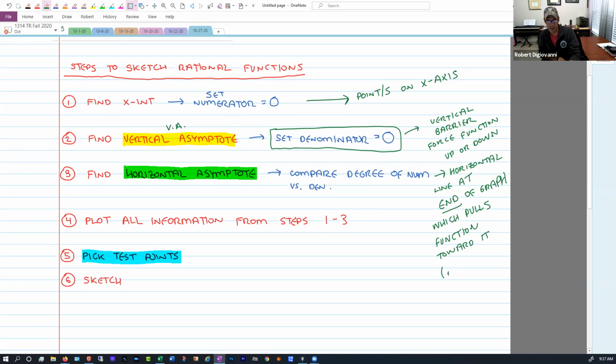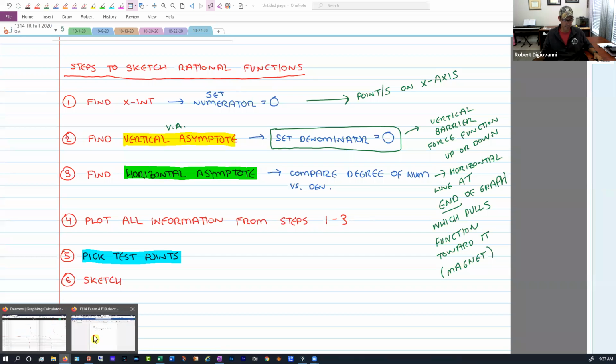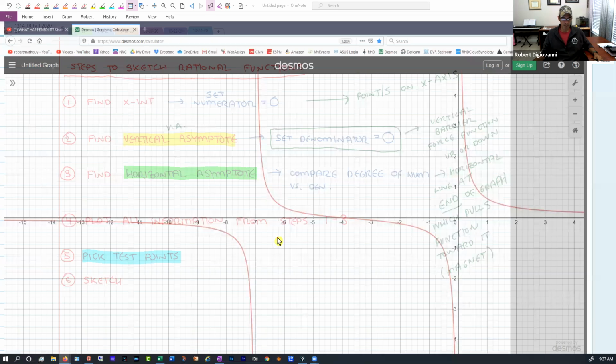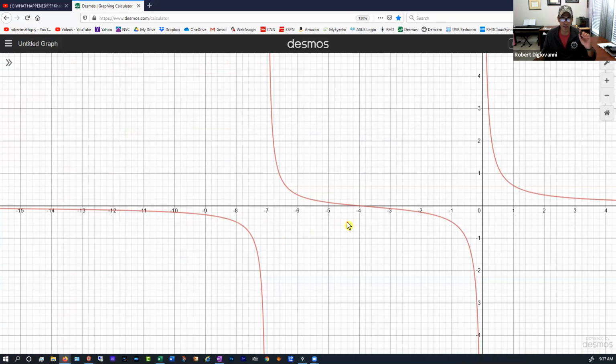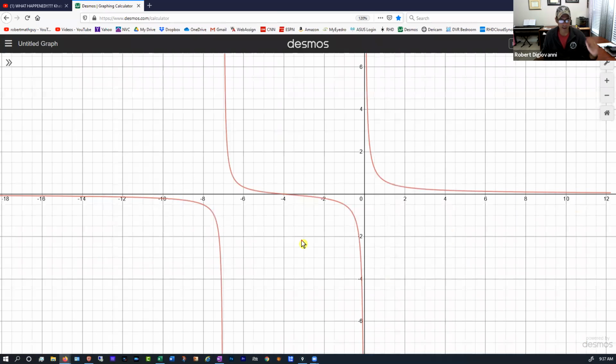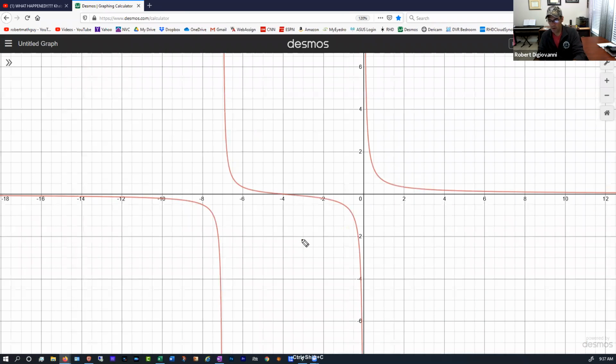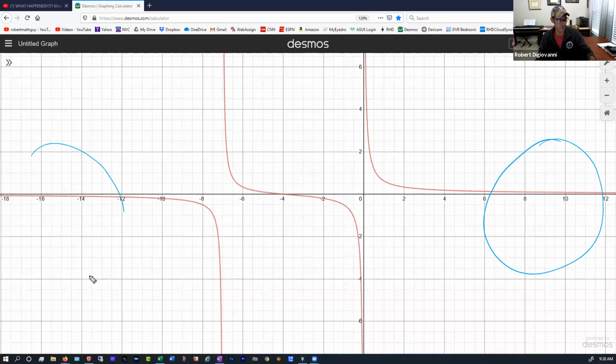I like to think of it as like a magnet. You know how magnets will pull two pieces of metal together? Well, if you look at our graph again, notice that we're just looking at the ends of this graph, just what's happening kind of like over in this region and in this region.